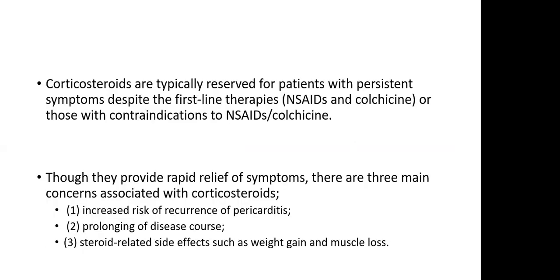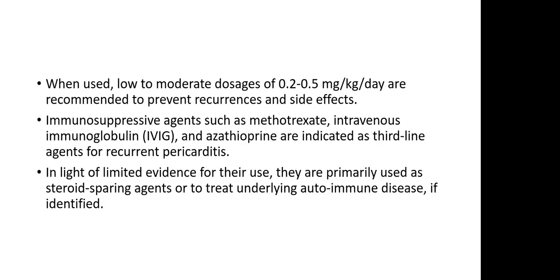Okay, so looking at steroids, they are not usually advised to be used. They are reserved for patients with persistent symptoms despite first-line therapies, or patients with contraindication to NSAID or colchicine. So even though they tend to provide relief of symptoms, there are 3 main concerns with the use of steroids, which is associated with, 1, increased risk of recurrence of pericarditis, 2, prolonging the disease course, and 3, steroid-related side effects like weight gain and muscle loss. And when used, low to moderate doses are encouraged, and then immunosuppressive agents like methotrexate, intravenous immunoglobulin, and azathioprine are also indicated as third line for recurrent pericarditis.